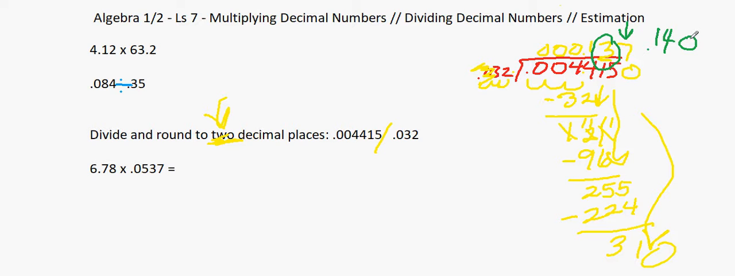Okay, so we're aiming to not have to show remainders anymore. We're aiming to show decimal points. All right.